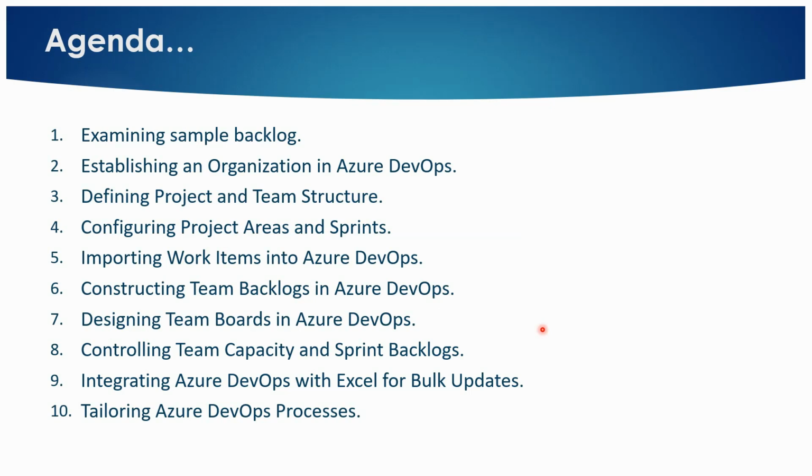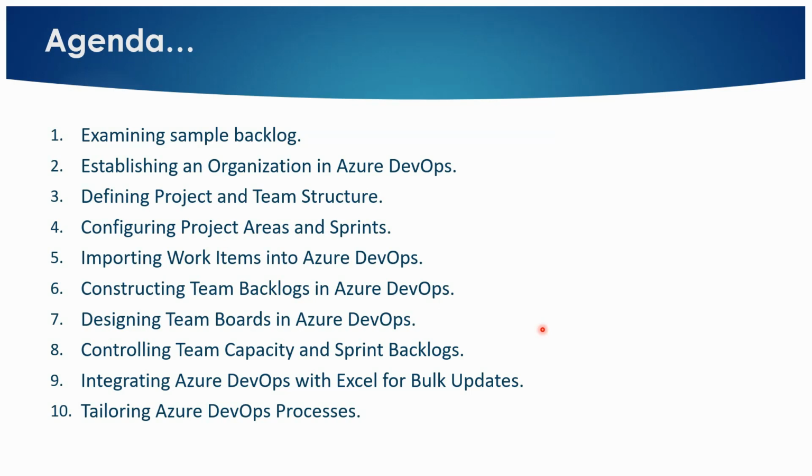Then we'll move on to controlling the team capacity for each of the sprints we have already defined into the project, and then we'll move some items depending upon the team capacity into the sprint backlog.